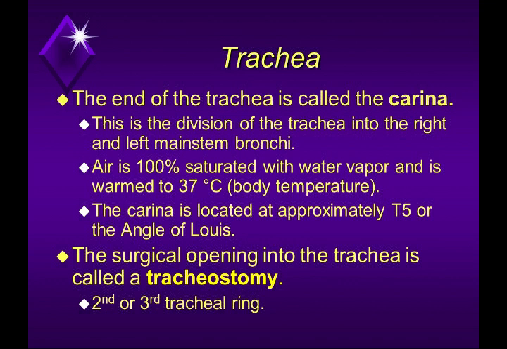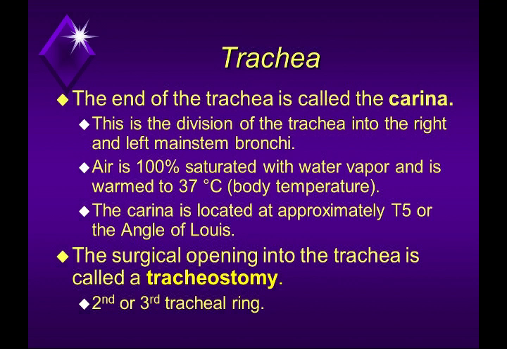That carina is located at about T5, if we were to look at a chest x-ray. And it's what we're going to call the angle of Lewis, and I'll talk more about that when we talk about bony structures of the thorax. It's important because if the endotracheal tube is past the carina, what does that mean? It's in one of the mainstem bronchi. Oops. That means I'm only ventilating one lung. Oops. Okay, we don't want that to happen.